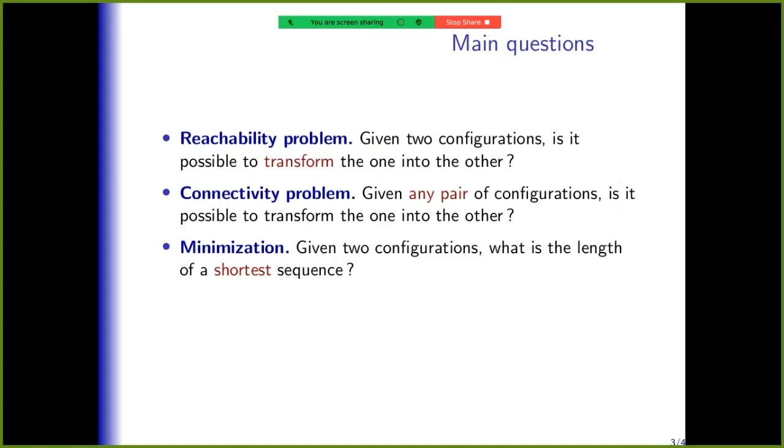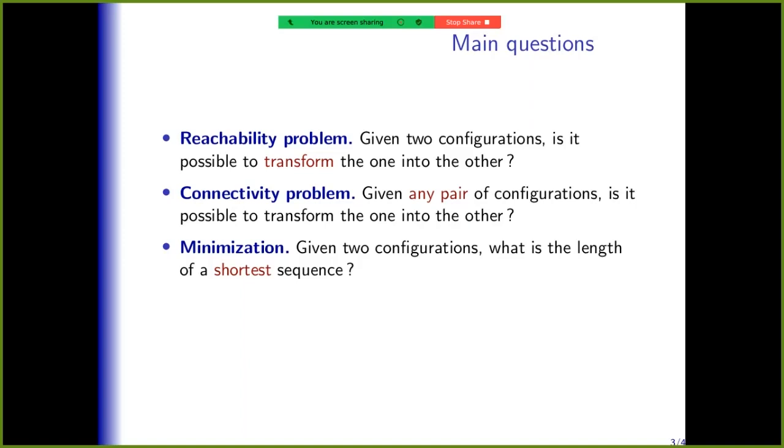So what are the main questions we are looking at in reconfiguration? We are looking at the reachability problem, where we are given two configurations and we want to determine if it's possible to transform the first into the second. That's the case for the Rubik's Cube. We can look at the connectivity problem, where, given any pair of configurations, we want to determine if it's possible to transform the first into the second. That's, for instance, important in Markov chains because we want to determine if it's possible to reach any possible solution using our Markov chain.